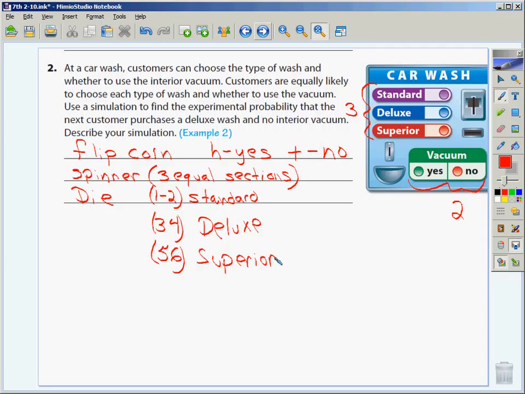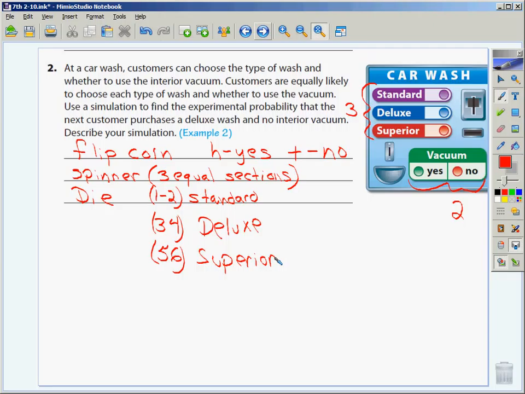Now, if I rolled a die and I flipped a coin and I recorded the data, I could do that once or I could do it 1,000,000 times. I could use that data then to make a prediction about what the next customer would do. The more times I do it, the better the data is. The only thing that's important is whatever you select has 3 equal chances to be selected for the type of wash and 2 equal chances for whether you're going to vacuum or not.